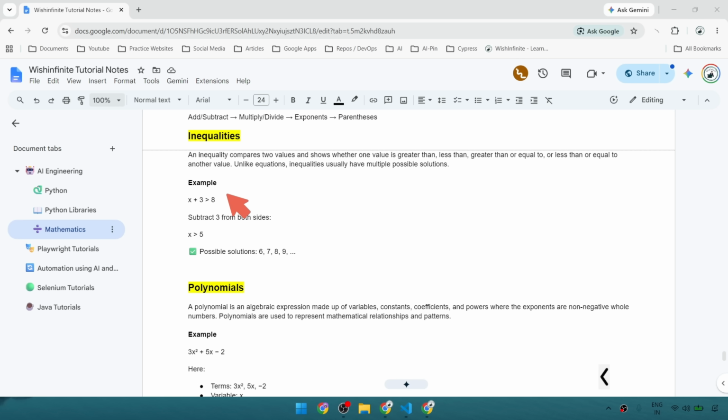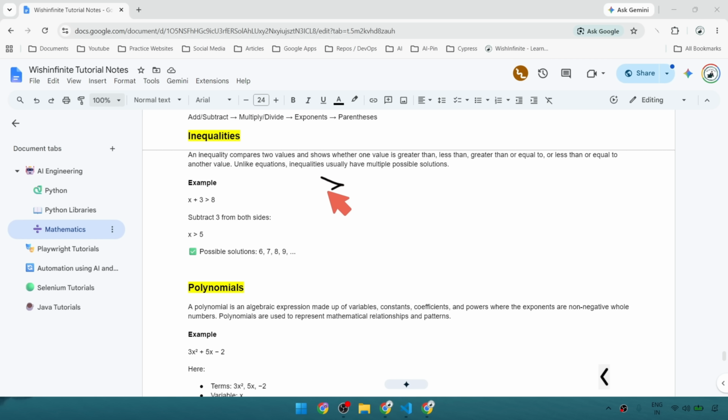So until now we have used equal to sign, meaning exactly equal. But many real-world solutions involve comparisons. For an example, age must be at least 18. Temperature should be below 40 degrees Celsius. Exam marks greater than 40. These are inequalities.